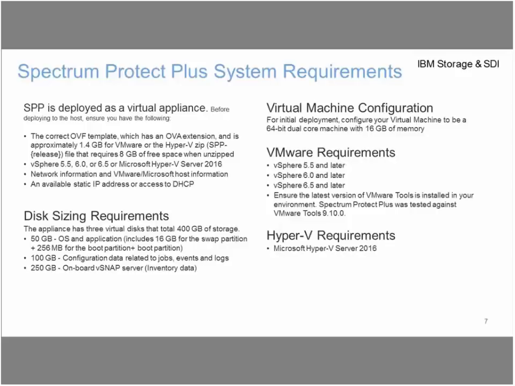The Spectrum Protect Plus server does require either a static IP address or access to a DHCP environment in which it will be assigned an IP address. It does not matter from our perspective. It can be either, so whatever the customer needs or wants to run in their environment. You do want to make sure also that you have the latest VMware tools installed if you're installing it in a VM environment. It was tested against 9.1.0. However, if you've got the latest VMware tool set, you should be fine.